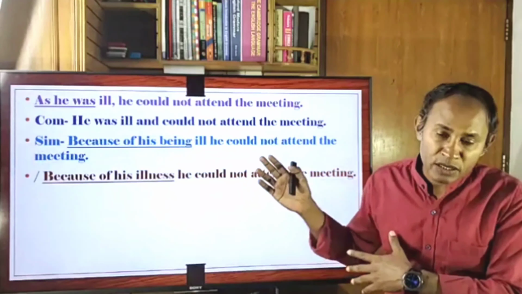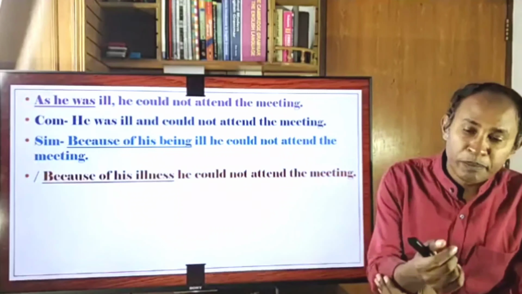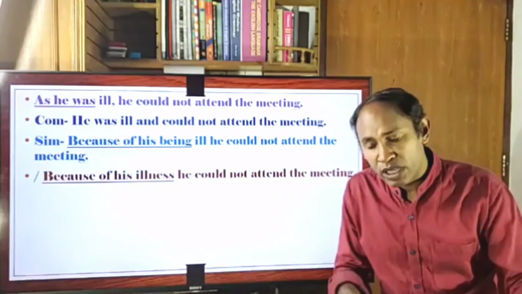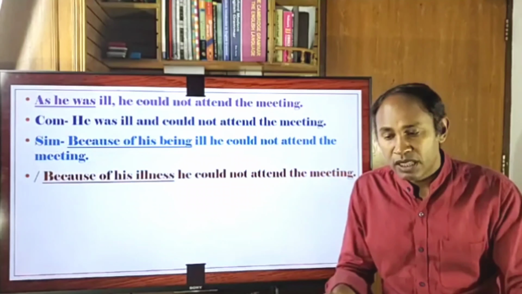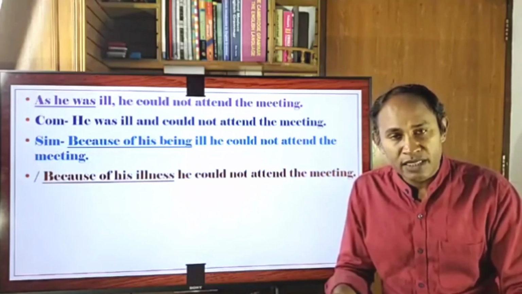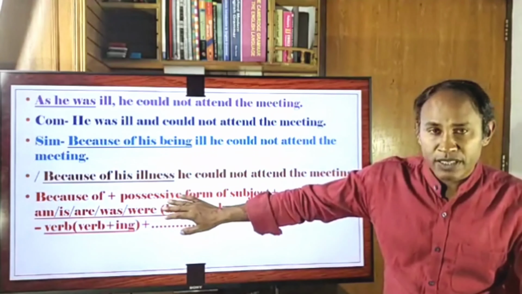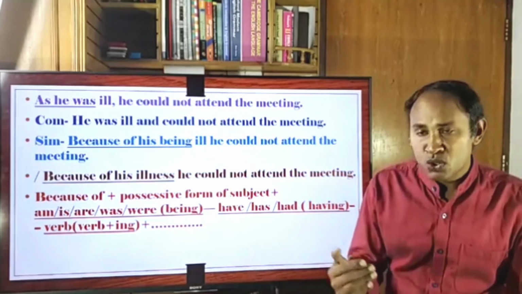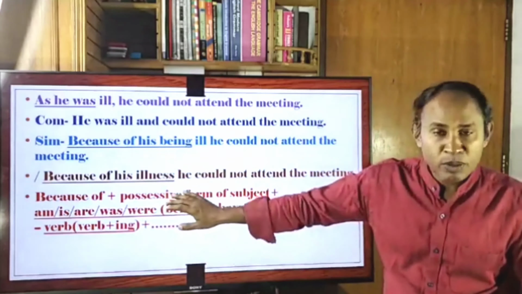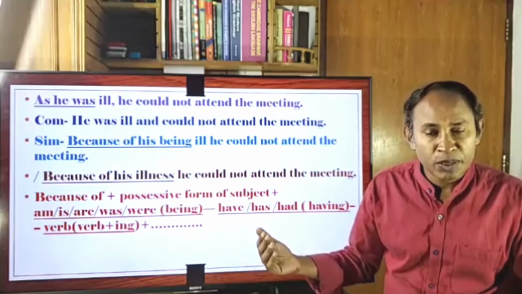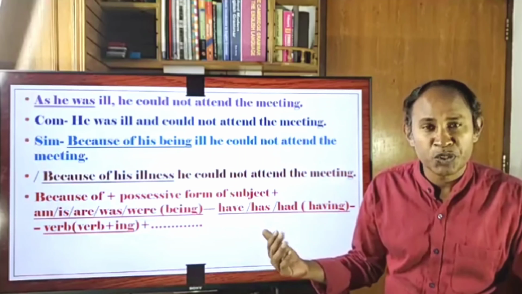So in spite of being ill, I have used illness, that you can also write. That's good. Some of you are writing the correct answer. Excellent, thank you. So your software is here. After because of, we'll use the possessive form of the subject. We'll use the possessive form of the subject. Now you will ask me what a possessive form is.